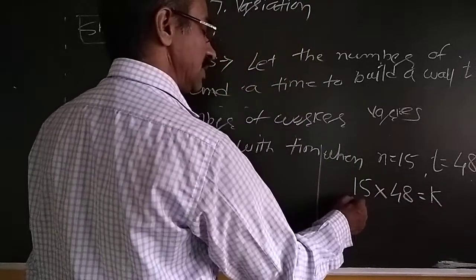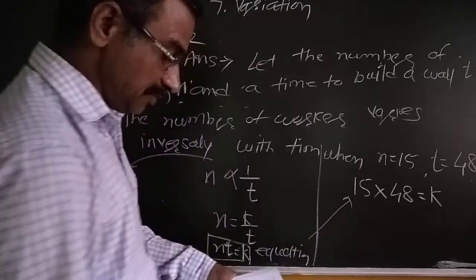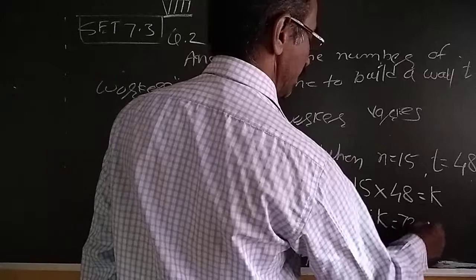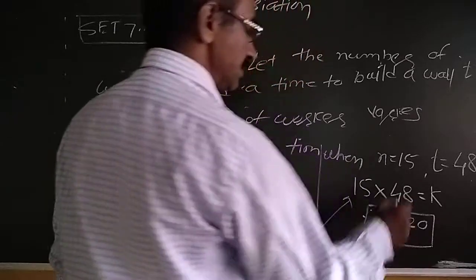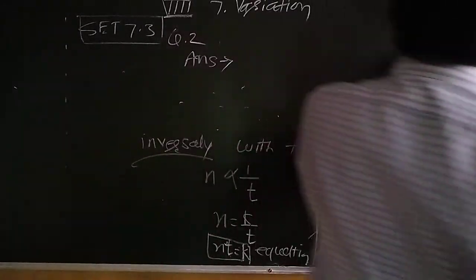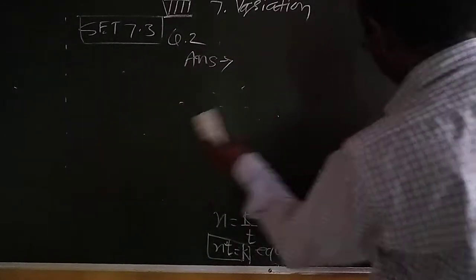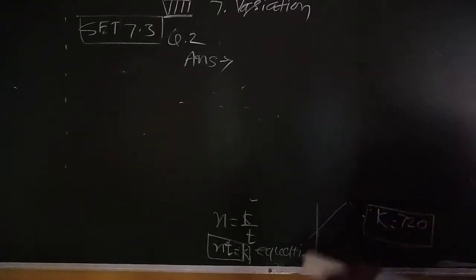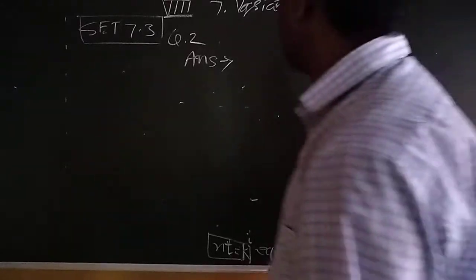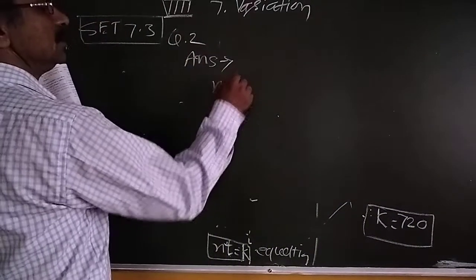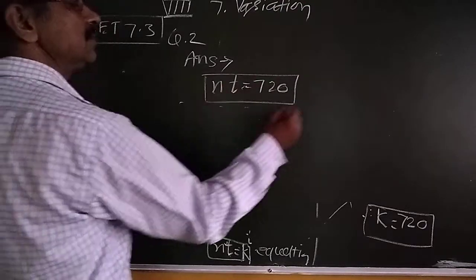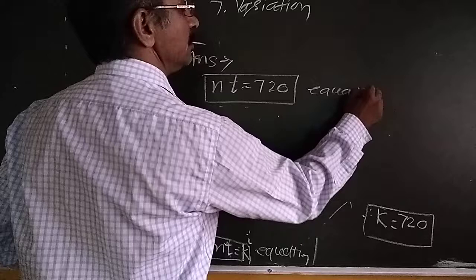By putting the values in this equation, 15 into 48 is K. So we get the multiplication equal to 720. We put this value in the equation N into T is equal to K, so N into T is equal to 720. That is our new equation.